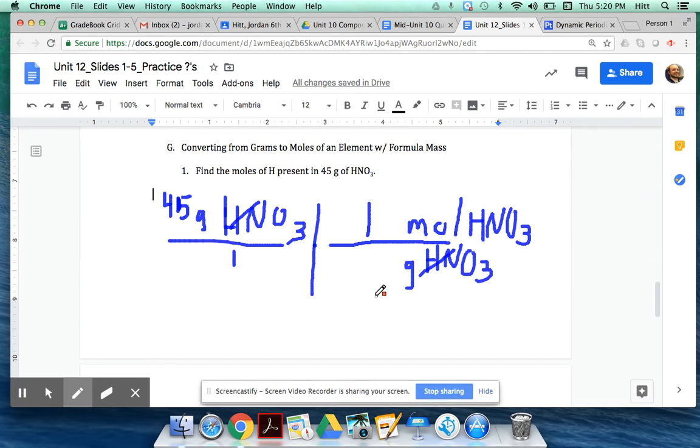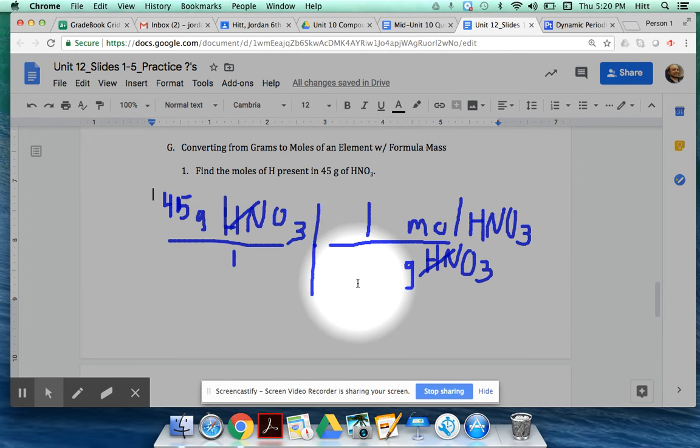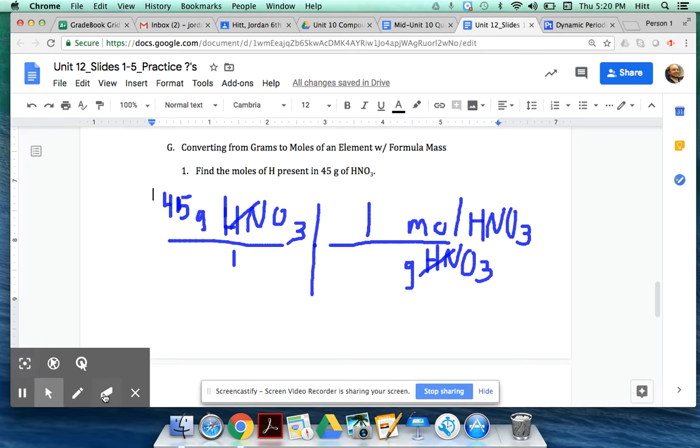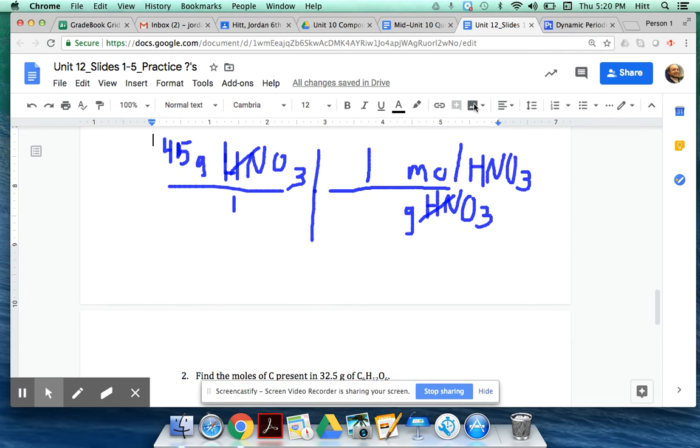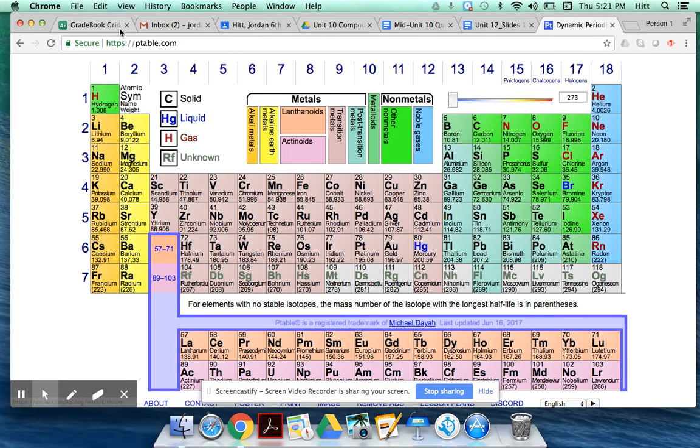In this case, you'll notice that there's one thing that we're missing. The formula mass of HNO3 is not just given, right? So you're going to have to find it. I'm going to use the periodic table to do that. I know that H is 1.01 if you round to the nearest hundredth. Remember I said try to round to the nearest hundredth.